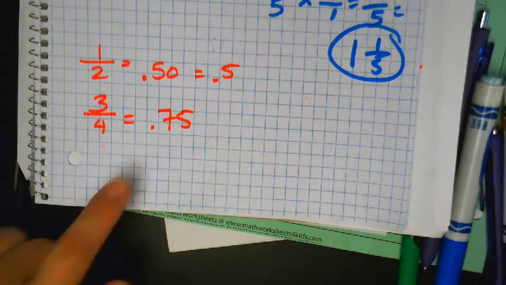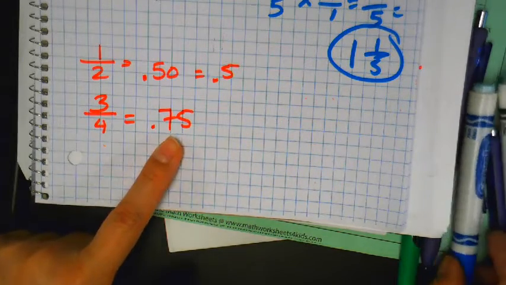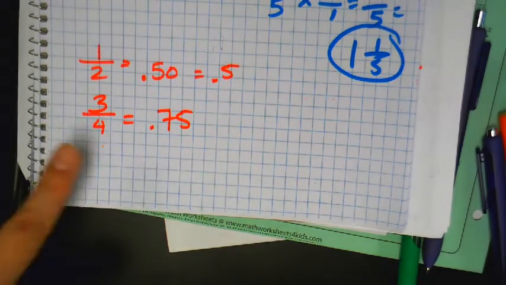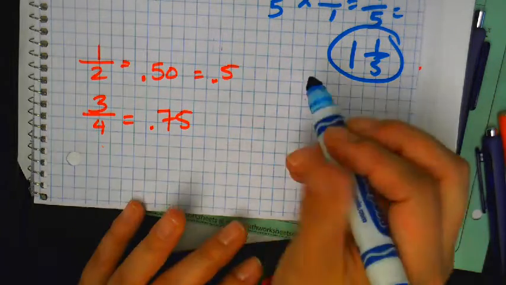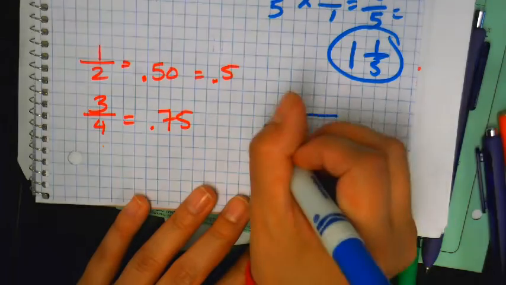Miss Amelie, how in the world did you get 0.75? I don't understand. Well, one, you should have 3/4 memorized. It's one of those ones that's like, what's 2 plus 2?